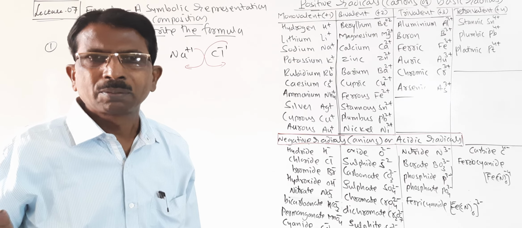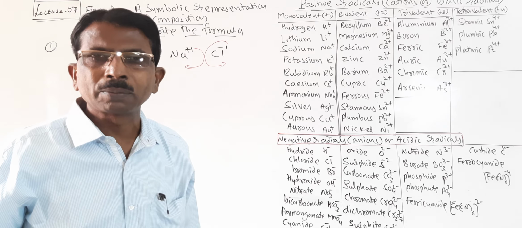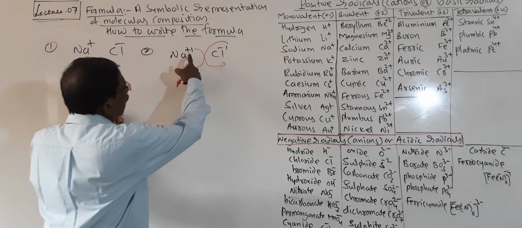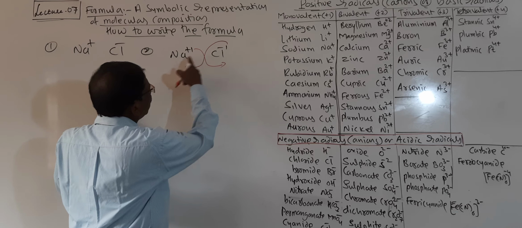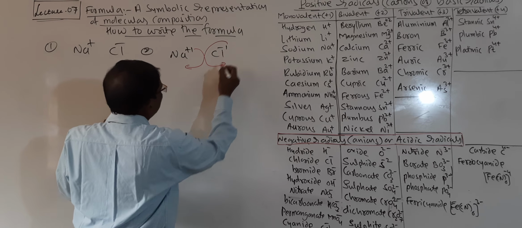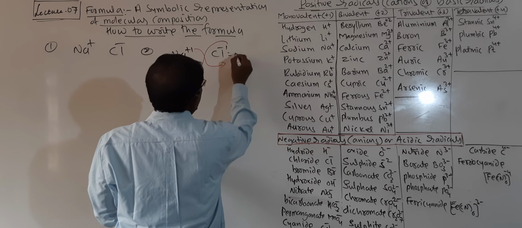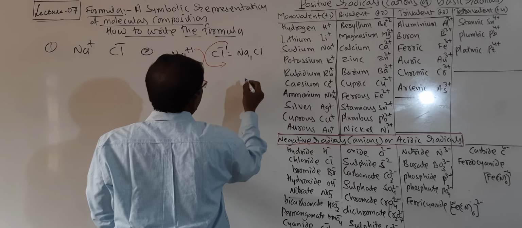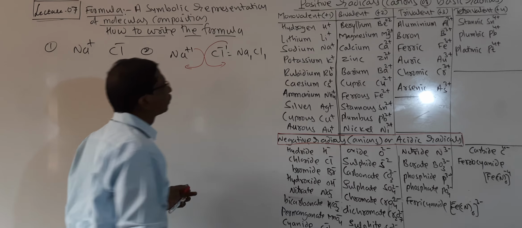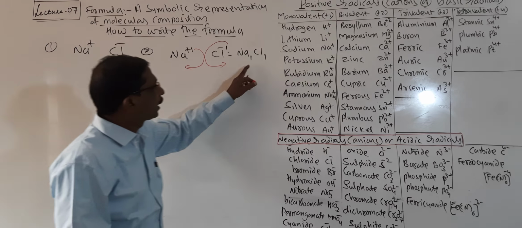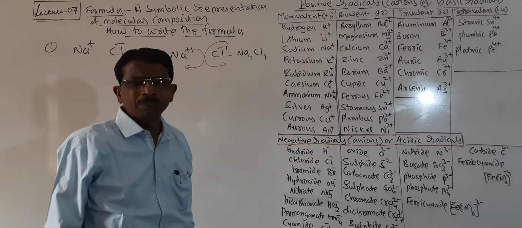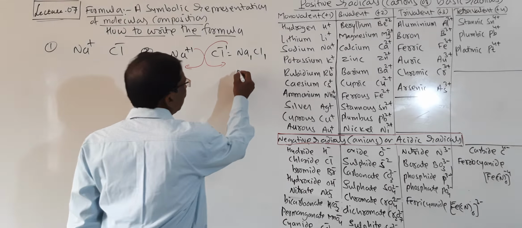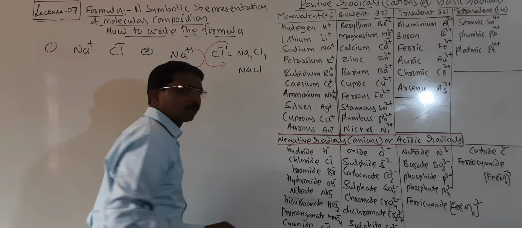We should not take the charges, because the formula is neutral. So it is plus 1 and minus 1, and it is written as NaCl. And when both numbers are the same, cancel them, don't write them. Then simply write NaCl.